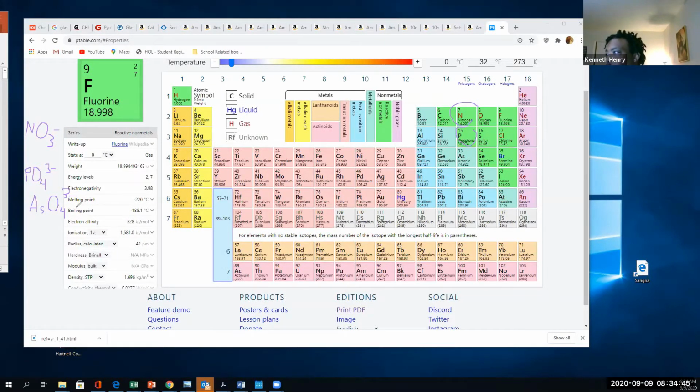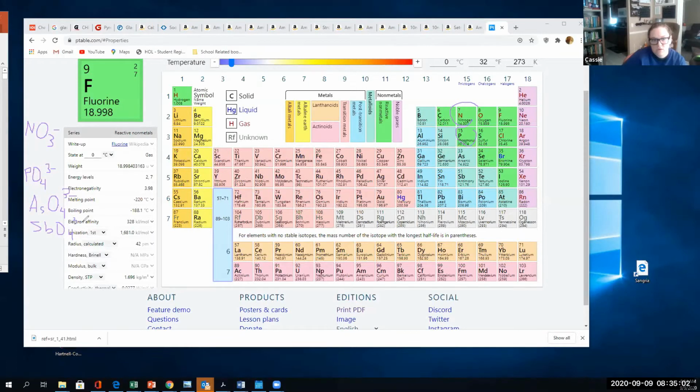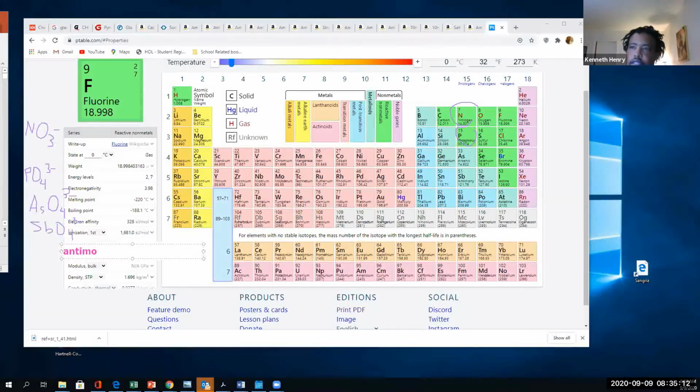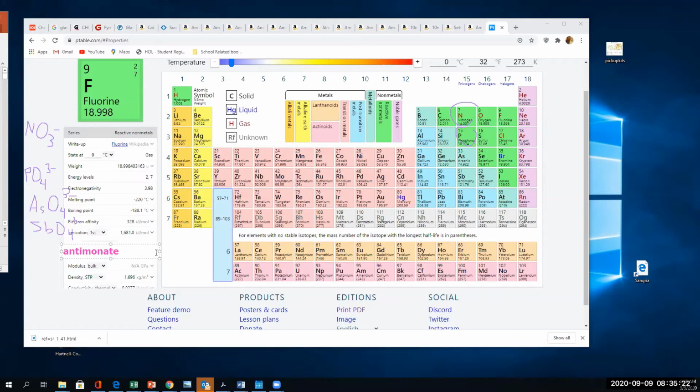What about antimony, SbO4? What's going to be the charge on that? 3 negative. And we'd call it antimonate. Okay, you guys get that? It just bases off of how many electrons it needs to get to the noble gases, right? Yeah, in this case, except for nitrogen. Nitrogen is the exception, right? And it has to do with where it's located.